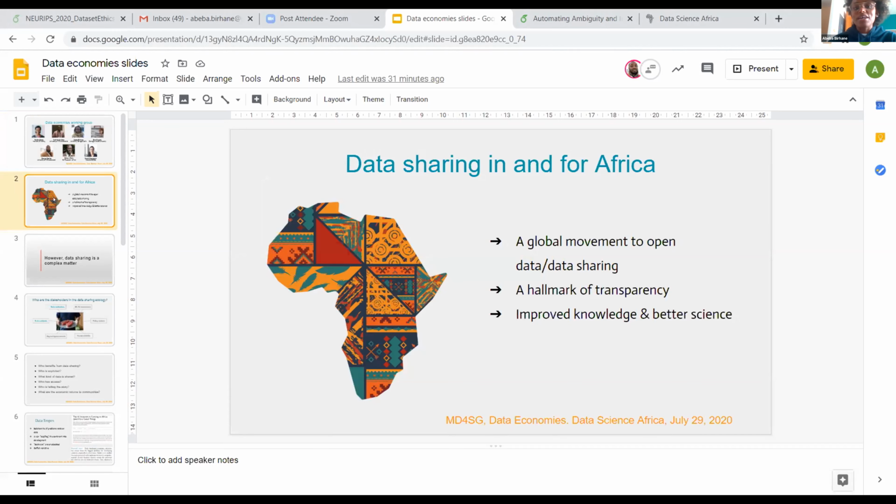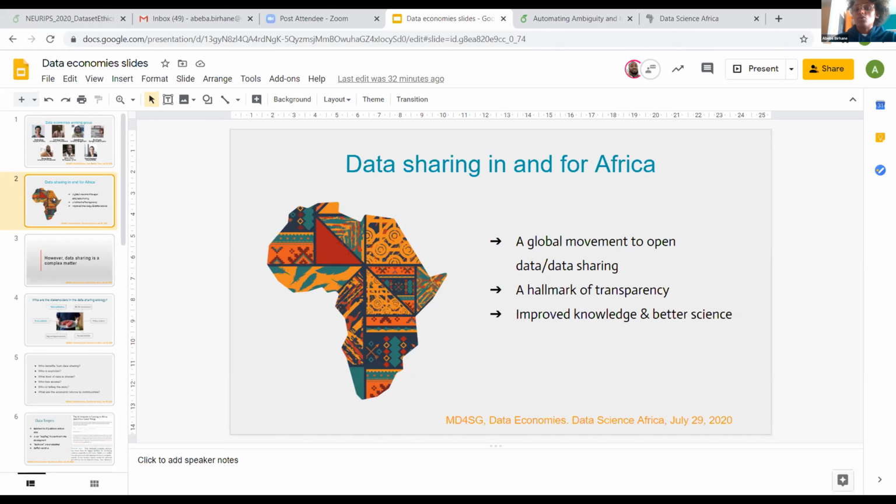So one of our ongoing projects is on data sharing in and for Africa. There is a growing craze globally, a movement to make data open, if not completely open, to make data shareable, accessible to other researchers or other parties. Also, data sharing is generally regarded as a hallmark of good science. It reflects transparency and improves knowledge. If you share your data, other scientists can build on what you have done already.